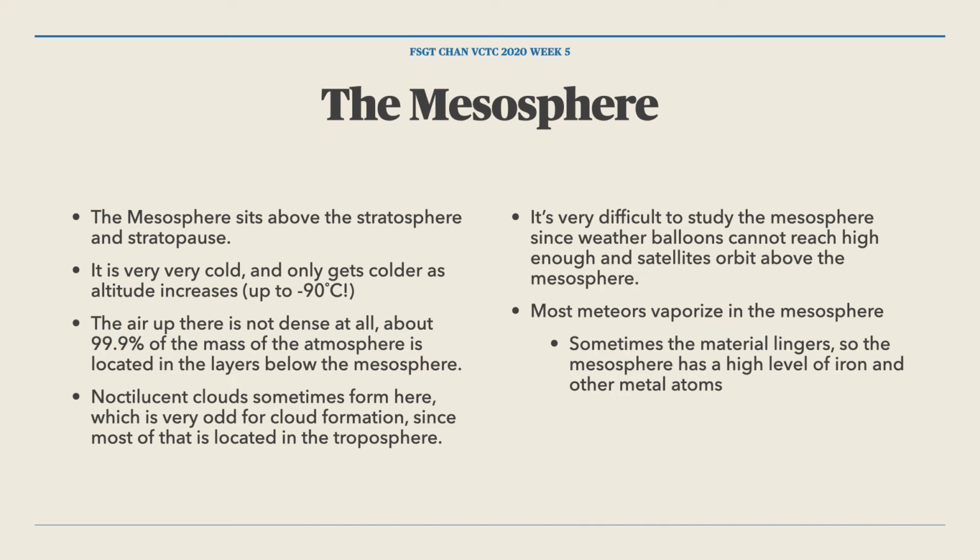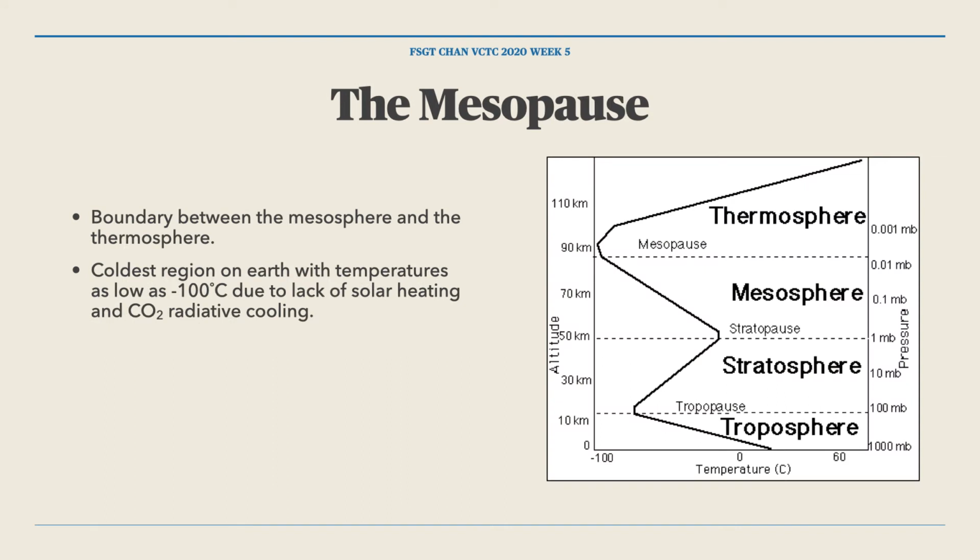Most of the meteors which come from space start vaporizing in the mesosphere. So some of the burnt material lingers and as a result, the mesosphere has a higher level of iron and other metal atoms.